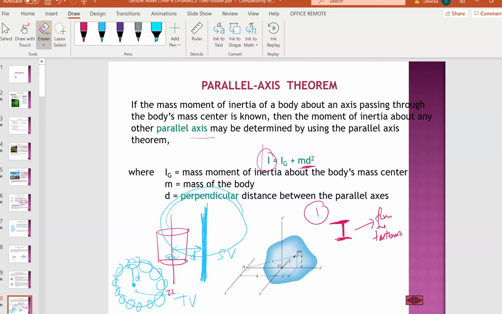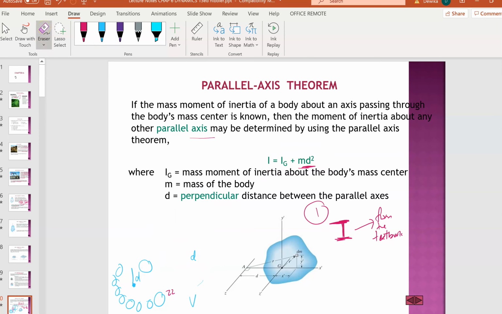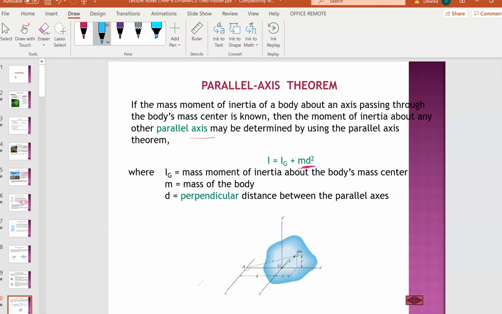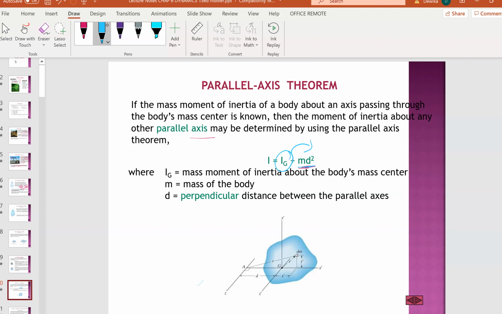So from the textbook, you have a standard package which has actually given you everything. That's method 1. Method 2 is when you have a standard one, but the axis has been shifted by a distance d. So what you have to do is take the md square.